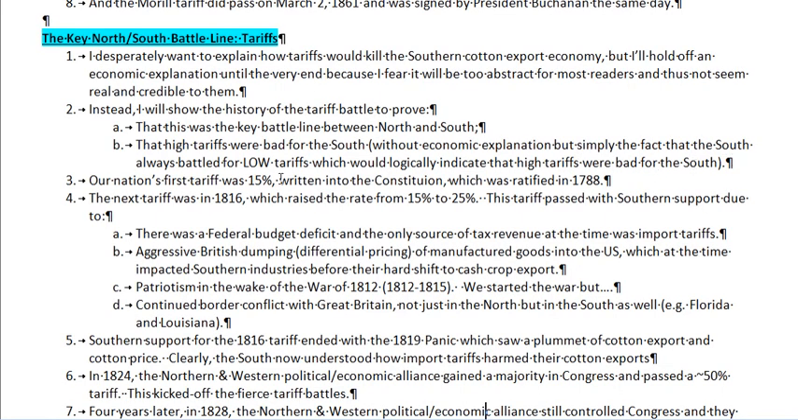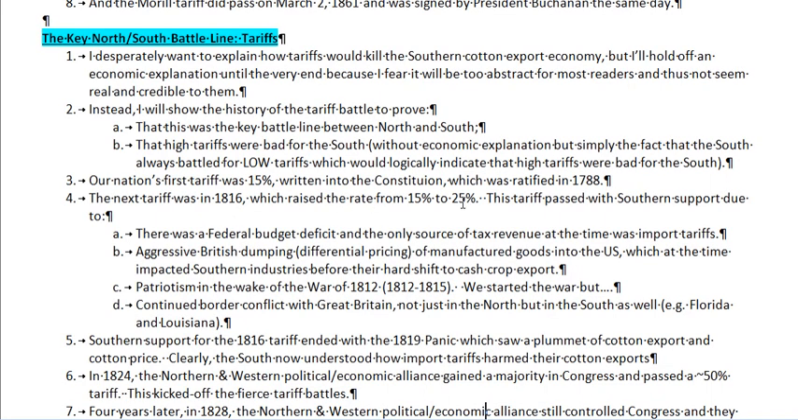Our nation's first tariff was in the Constitution. It was standard across the board, a 15% tariff, and that was ratified in 1788. Our next tariff was in 1816, which raised the rates from 15% to 25%.